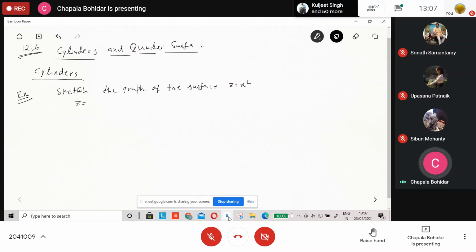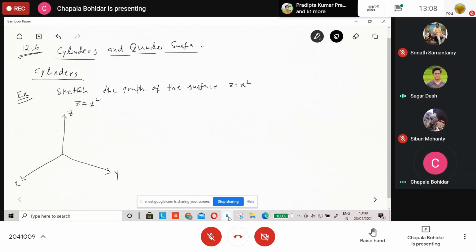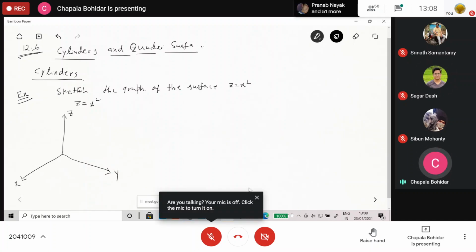What type of curve is it? Tell me first. z is equal to x square. What type of curve? y is equal to x square. Parabola. Yes, it is a parabola. So z is equal to x square, is it also a parabola or not? Yes. In 3 dimensions, it is given as z is equal to x square.